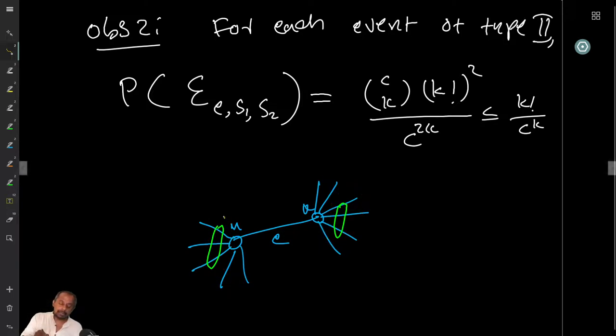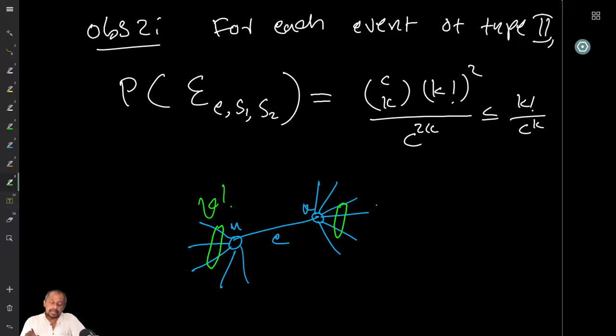How do I say that? So there are K edges here. This fixed set of K colors I can choose in C choose K possibilities. But once you fix a set of such K colors, it does not matter in which order these edges are colored with these K colors. So I have K factorial ways to give the same set of K colors to these K edges here.